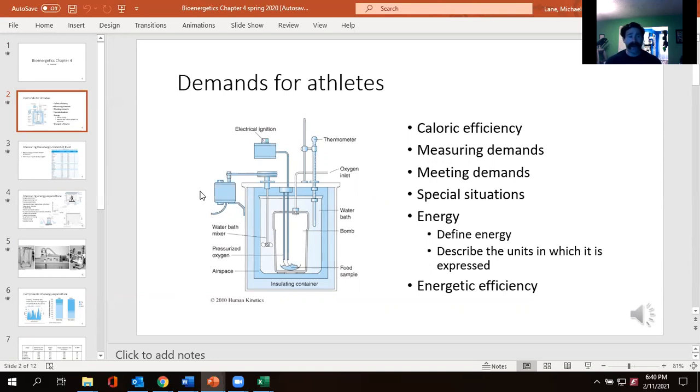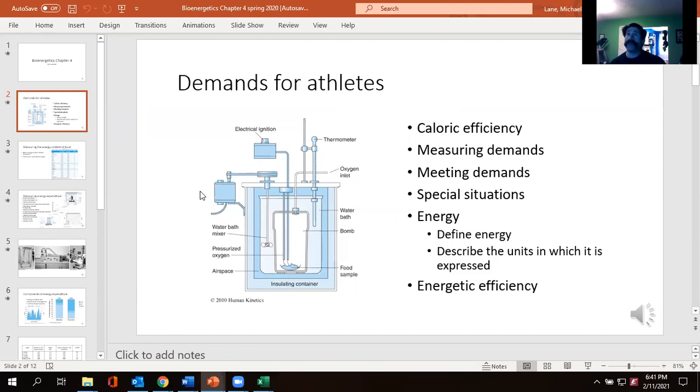And so we're going to talk about a lot of different ways that we can measure demands. And this is going to be from some things that are far more direct, some things that are more indirect. And these are things that we've touched on before in exercise phys, but we're going to go ahead and talk a little bit more about it, how we're going to then meet those demands, how we're going to have some special situations where people aren't exactly behaving the way that you figure in a textbook because they're humans, and a little bit about the energy, which we talked about before.